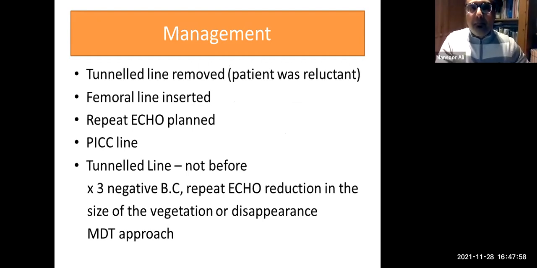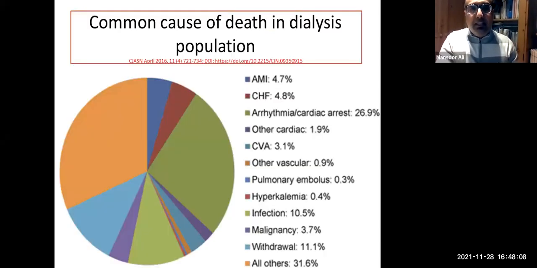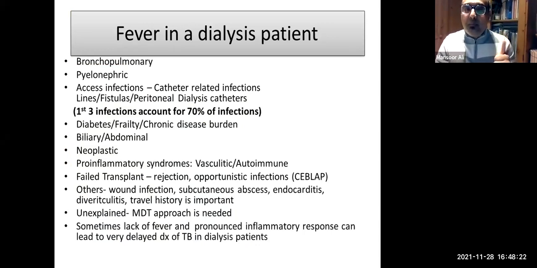Okay. So management: tunnel line removed, but don't forget the patients actually need further dialysis access. If a femoral line was inserted, we plan to have blood cultures. Now, let me just quickly go through the common causes of death in the dialysis population. So remember your cardiovascular disease, infection, hyperkalemia, missed dialysis, withdrawal from dialysis, all these are causes of death in the dialysis population. So fever in the dialysis population, this is a take-home slide that you need to just go home with.